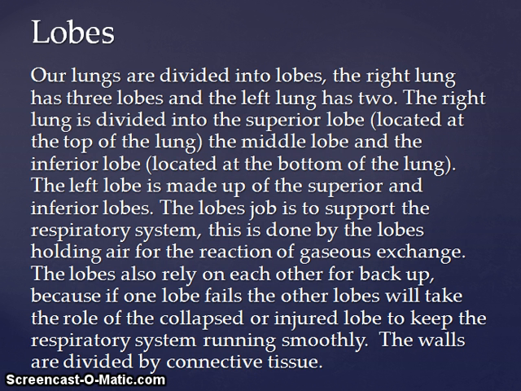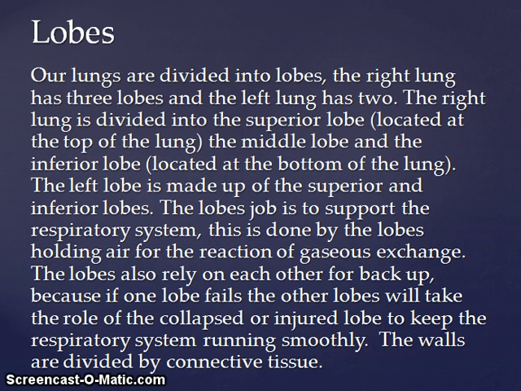In our lungs there are lobes. So our lungs are divided into lobes. The right lung is divided into the superior lobe, located at the top of the lung, the middle lobe, and the inferior lobe. The middle lobe is in the middle of the inferior lobe and the superior lobe, so the inferior is at the bottom. The left lung is made up of the superior and inferior, so they've only got two sections in the left lung. The lobes' job is to support the respiratory system.